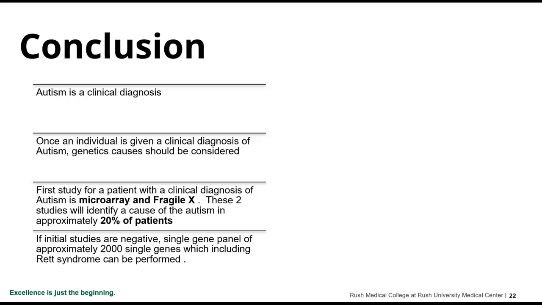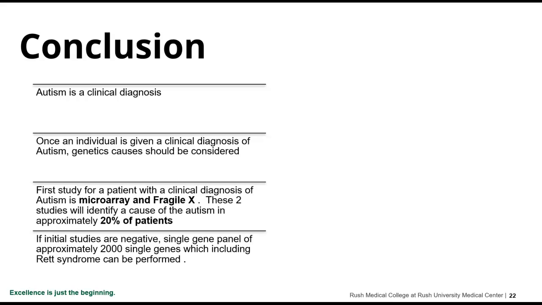So, in conclusion, autism is a clinical diagnosis. Once an individual is given that clinical diagnosis, genetic causes should be considered. And this also helps us. Let me give you an example. If they were found to have a child with autism with a deletion of 16p11, which was de novo in that child, the recurrence risk of having another child with autism is not like 4 to 6%. It is less than 1%.